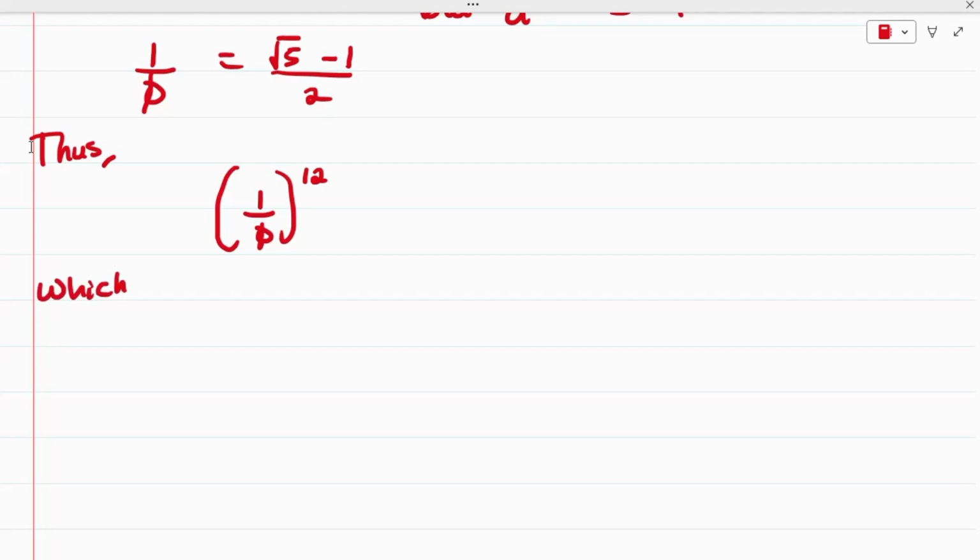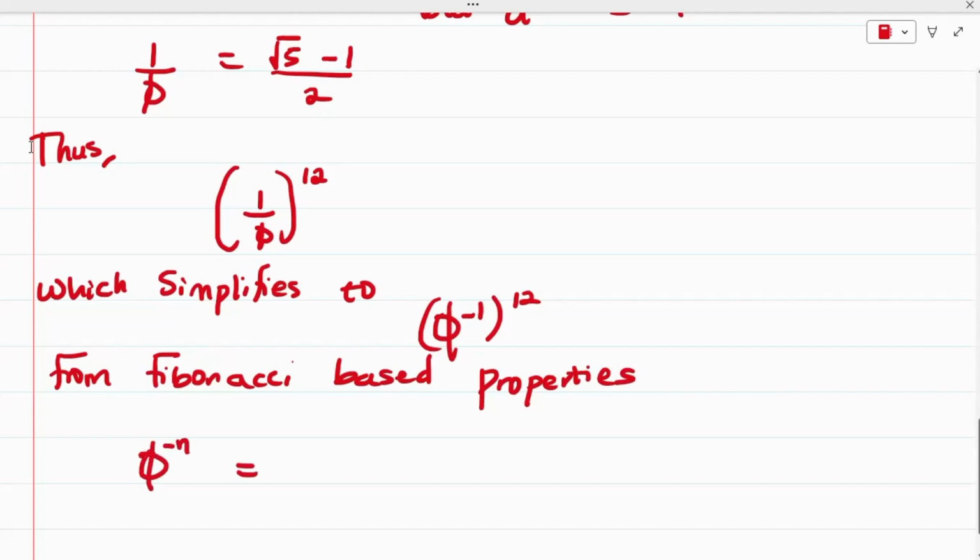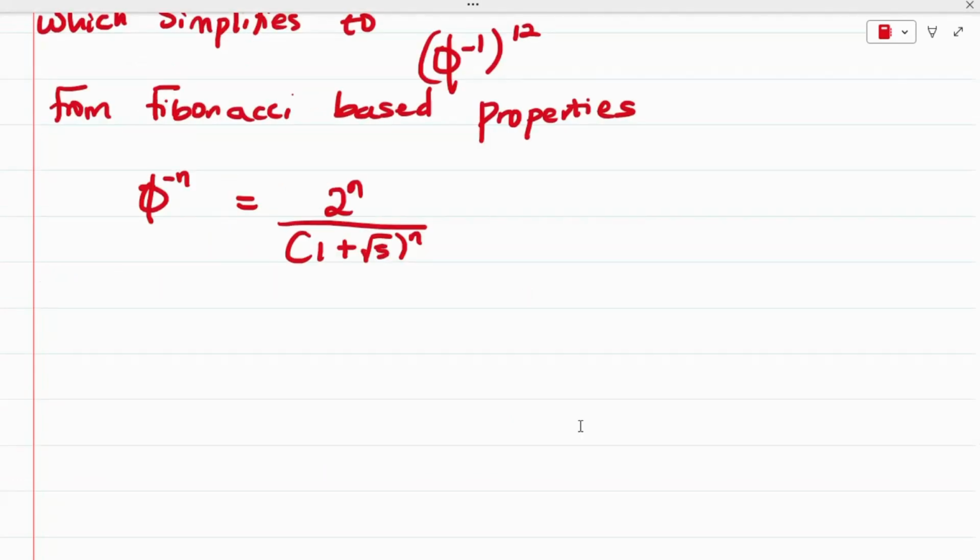And this can easily be simplified to 5 of negative 1 all raised to the power of what? 12. Now we want to simply apply the known Fibonacci based properties. From Fibonacci based properties we have that the 5 raised to the power of negative n is equals to 2 raised to the power of n divide 1 plus the root of 5 all raised to the power of n. So this is the Fibonacci properties of golden ratio for any positive integer n.